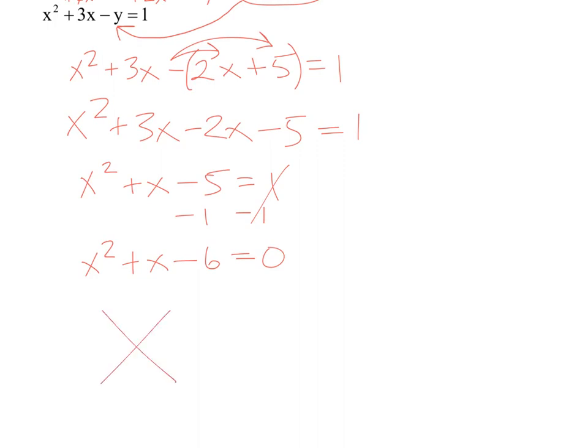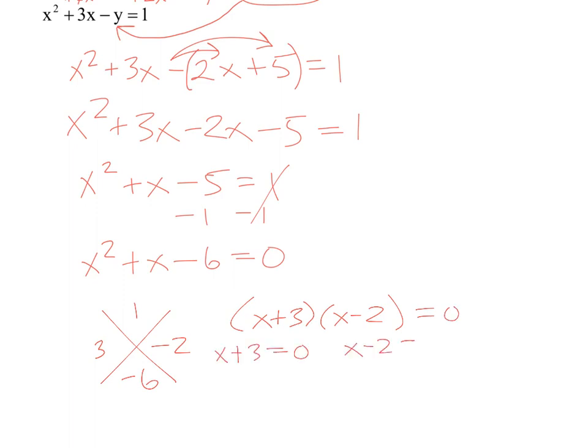And then I have 1 on top, -6 on the bottom. The two numbers that add up to 1 are 3 and -2, and they multiply to give you -6. So this factors into (x plus 3)(x minus 2) equals 0. X plus 3 is equal to 0, and x minus 2 is equal to 0. So x is equal to -3, x is equal to 2. Oops, not -2, positive 2. Yeah, watch out for that as well. Many students make that mistake.